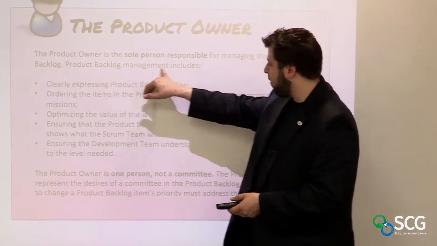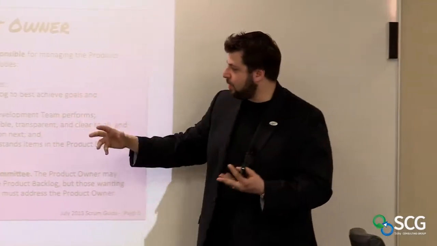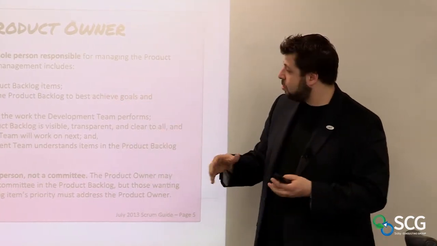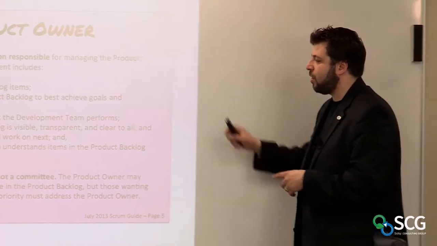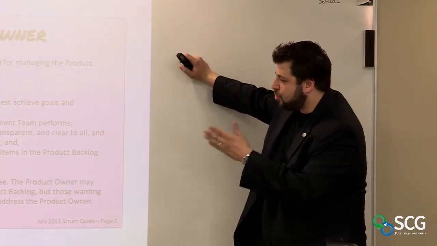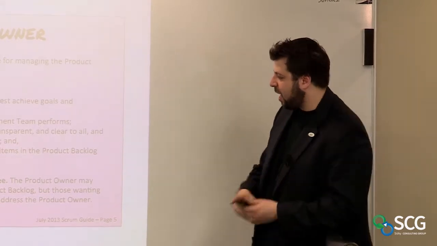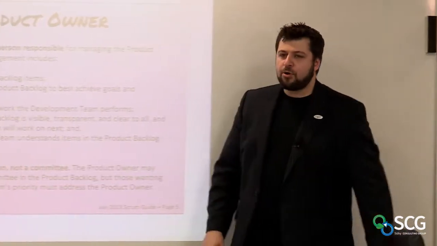The product backlog management includes expressing the backlog items, which is our requirements, ordering the items in the backlog to best achieve goals, okay, optimizing the value of the work the development team performs, ensuring the product backlog is visible, and so forth. Now, here's the key point here. The product owner is one person, not a committee.